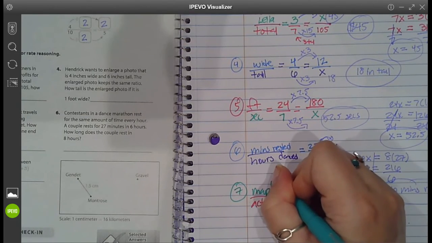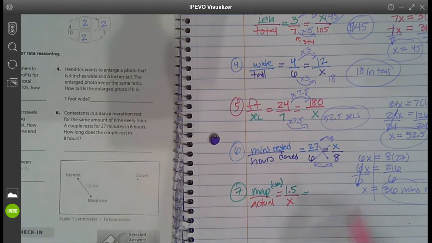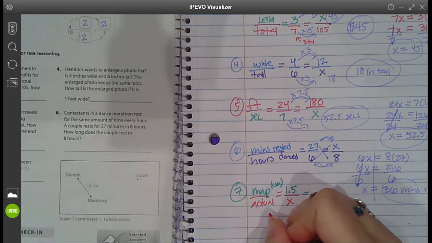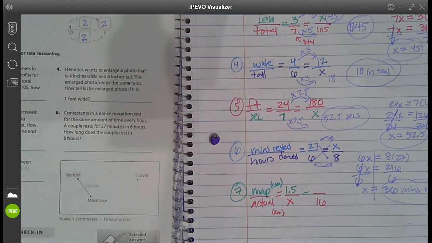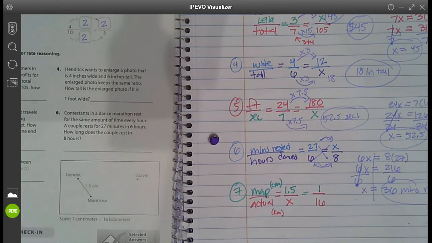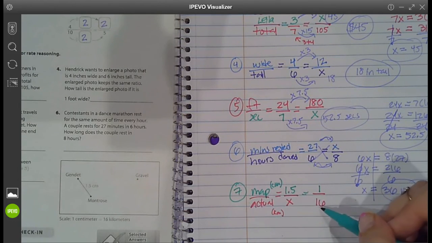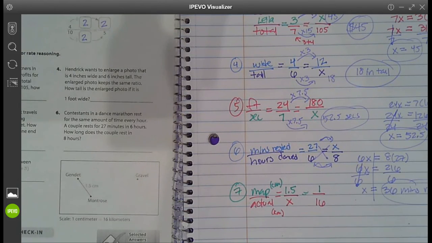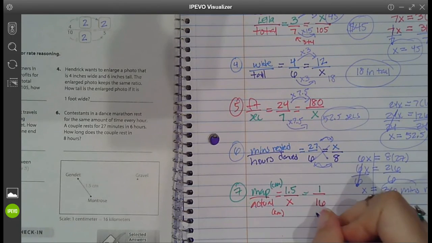Okay, and if it helps, centimeters is on the map. And right here, if I look within the drawing, it tells me the scale at the bottom. They said that 16 kilometers, okay, so the actual distance is in kilometers, which is kind of like meters. It's equal to 1 centimeter on the map. So 1 centimeter on the map is equal to 16 kilometers in real life. Now that I have that set up, let's try to solve my proportion.